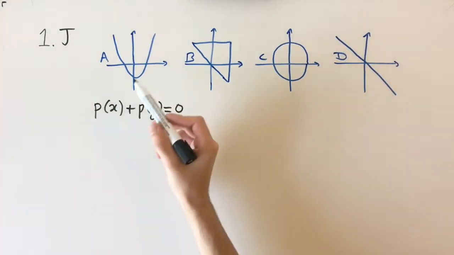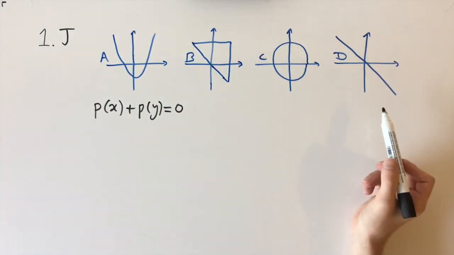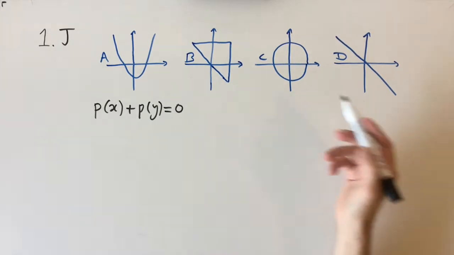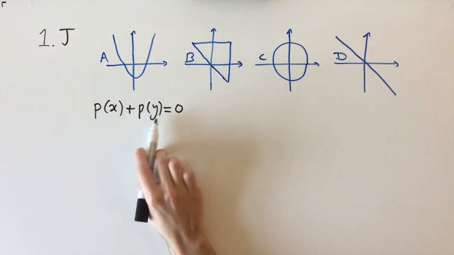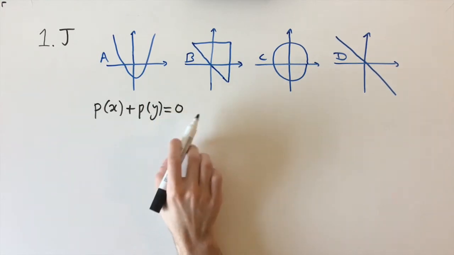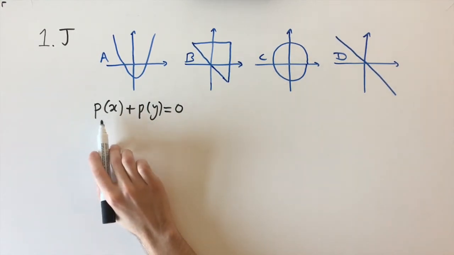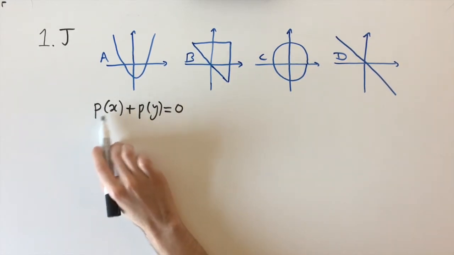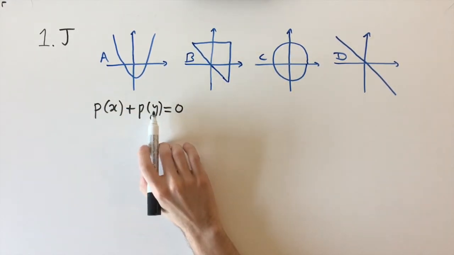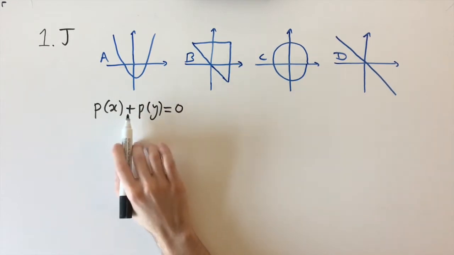Okay, so here we have 4 very rough sketches of the graphs we were shown in the question, A, B, C and D. And this is the equation we were told, so p of x plus p of y equals 0 for some polynomial p. What's really important to observe is this has to be the same polynomial. So we can't just take some polynomial of x and then a different polynomial of y. These have to be the same polynomials.